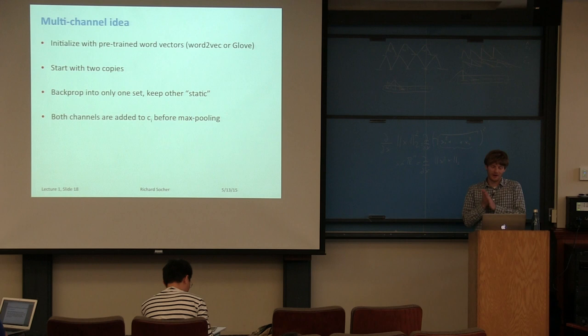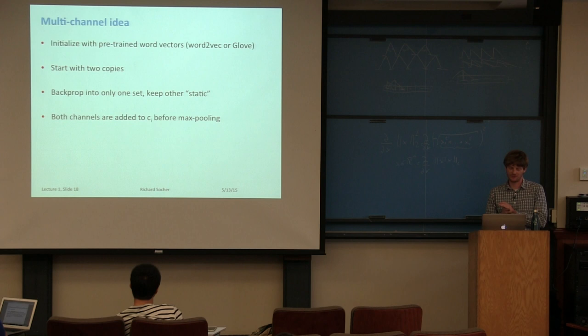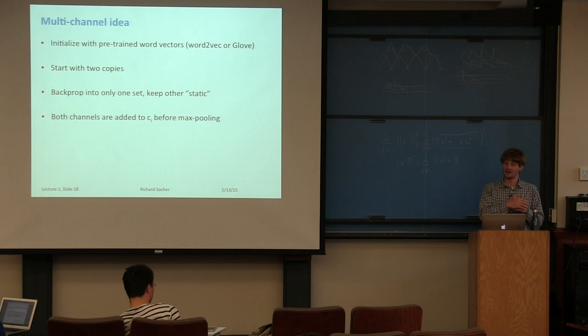Now in the paper by Kim, we actually also have a couple of extra tricks. One is the so-called multi-channel idea. The phrasing of multi-channel comes from computer vision, where you have RGB channels. For us, the channels will be basically two copies of word vectors. We'll again initialize them with Word2Vec or GloVe, what you've learned in the first part of this class. And then we'll take derivatives, but only with respect to the word vectors of one of the two channels, and not the other one. So the first channel has the word vectors fixed, and they won't ever change. And the second channel lets them change.